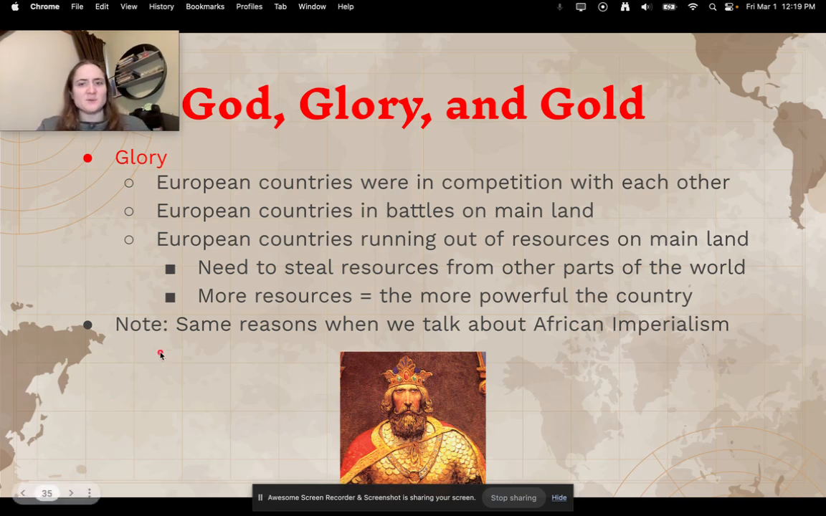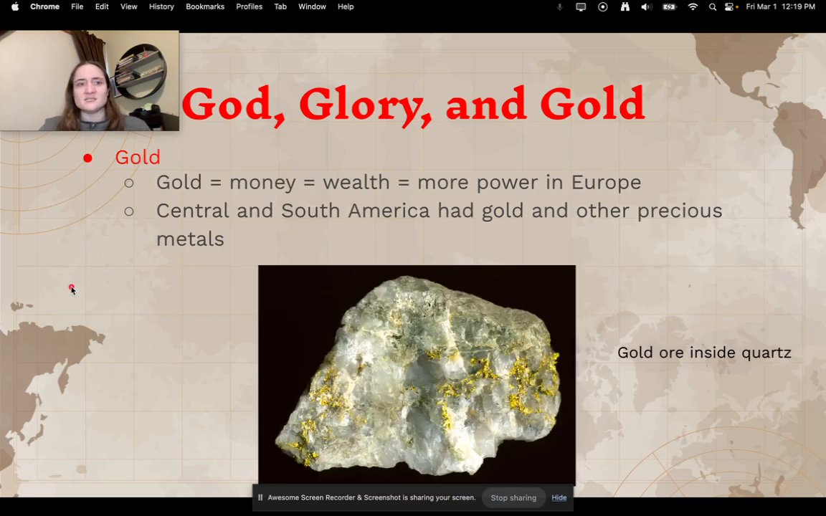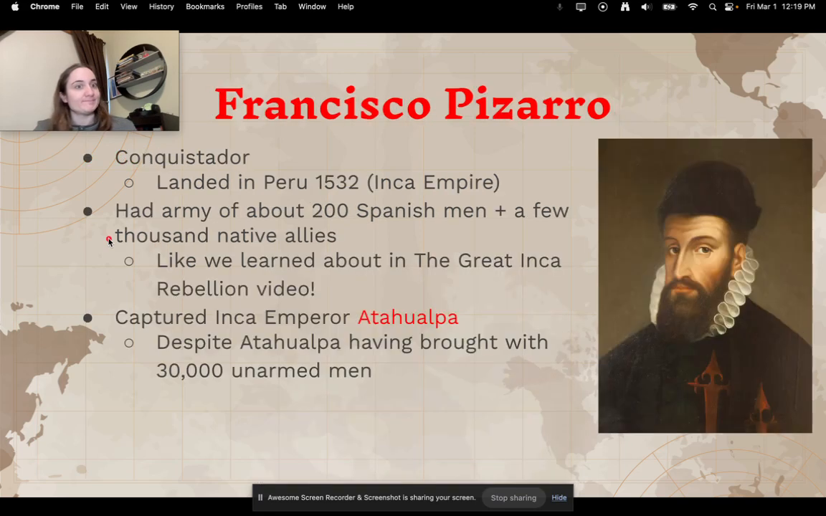And this is the same reason when we talk about African imperialism too in Unit 13. It's going to be the same thing. And then, of course, gold. Okay, so gold equals money. Money equals wealth. Wealth equals more power in Europe. Central and South America had gold and other precious metals. So that's why Europeans wanted to come to exploit their gold.